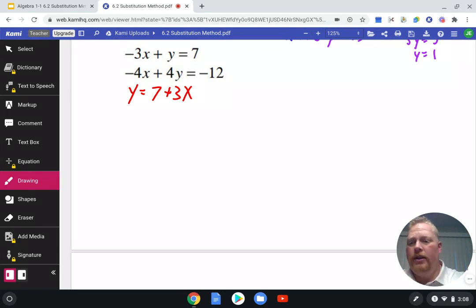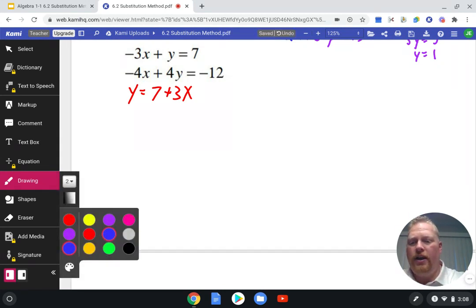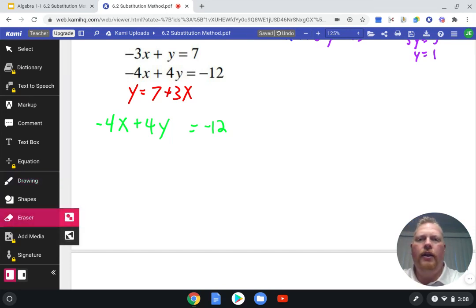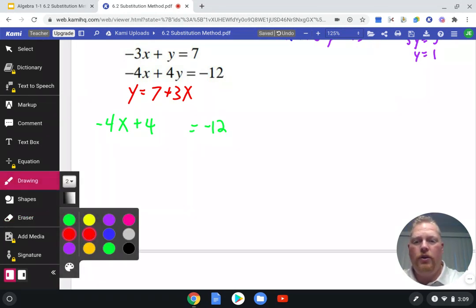Step 2, let's take our other equation, make sure it's the other equation. So negative 4x plus 4y equals negative 12. And here's the idea. Since y is the same as 7 plus 3x, you take out the y and you put something just as good in its place, which would be 7 plus 3x. And that's step 2.